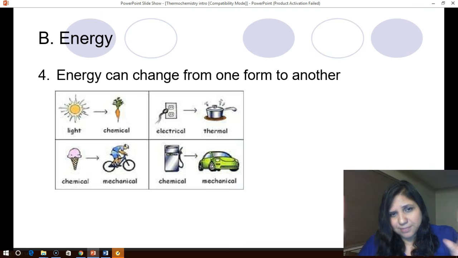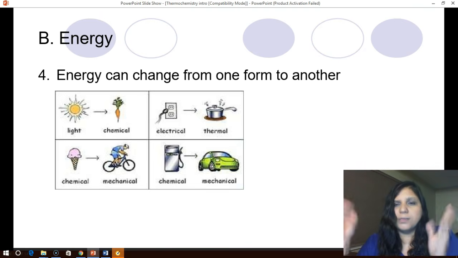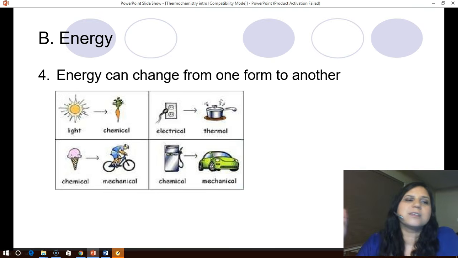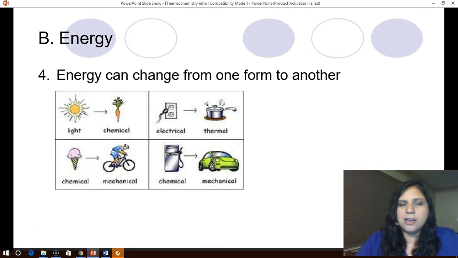So that means that we can change energy. Energy can be changed from one form to another. And so here you see some examples. Light energy goes into chemical energy as a carrot grows. Electrical energy can go into a stovetop and turn into heat energy. Chemical energy stored in an ice cream cone can go to mechanical energy as you ride your bike, and chemical energy stored in gasoline can go towards mechanical energy as you drive your car.